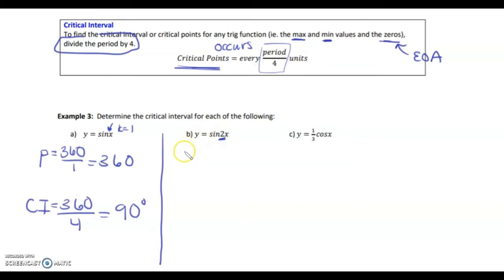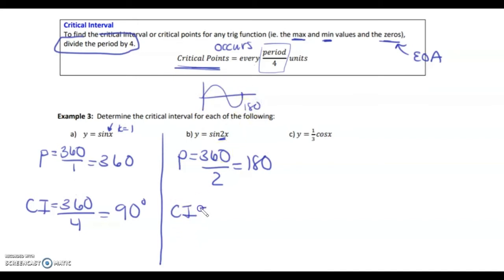For the next one, y equals sine 2x. So what's the period? 360 over 2. So that equals 180. So in this case, the period is 180. One full rotation of the sine curve is going to take 180 degrees. That means for the critical interval, it's going to occur every 45 degrees. So in other words, 45 here, plus 45 is 90 here, plus another 45, 135. That's what's going to happen.